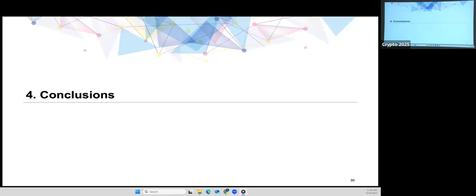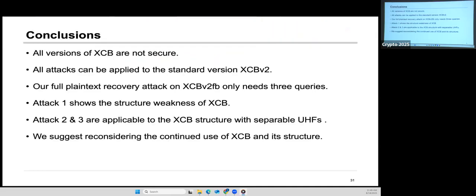Let me now conclude. So, all versions of XCB are insecure. All attacks apply even to the standardized version, XCB v2. Our full plaintext recovery attack on XCB v2 requires only 3 queries.